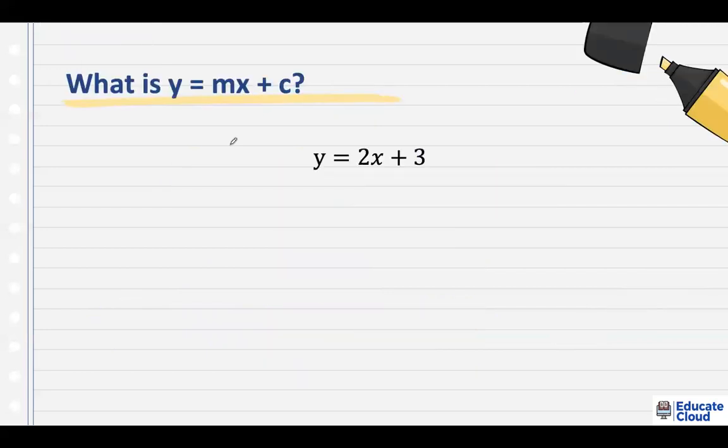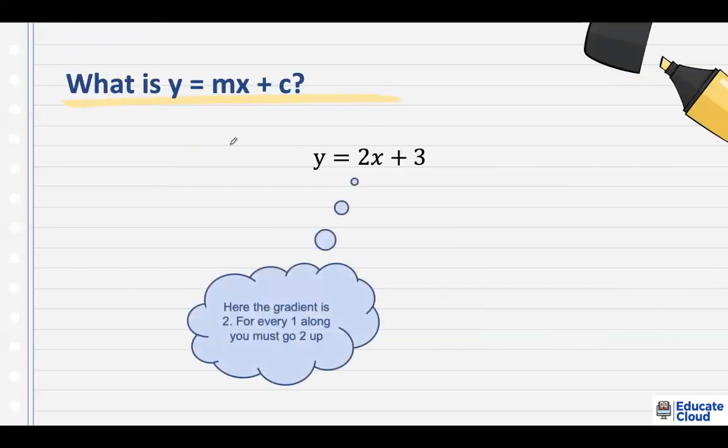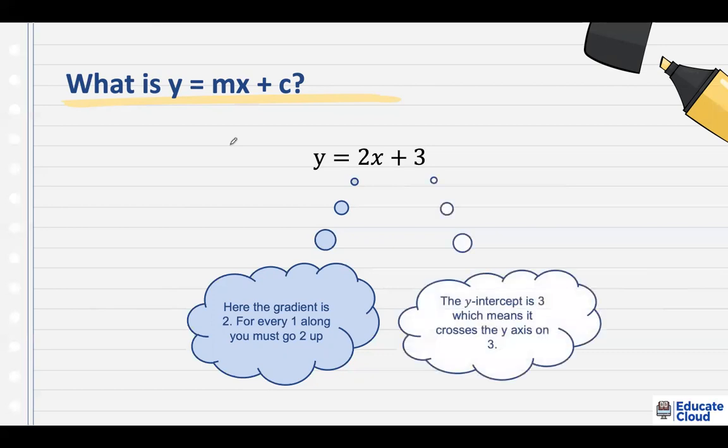Okay, so here you've got y = 2x + 3. 2 is the gradient. What that means is it's the slope, and it's the rise divided by run, which equals 2. So every one along you go 2 up. That's what that means. And 3 is where it crosses the y-axis. So it crosses the y-axis at 3.